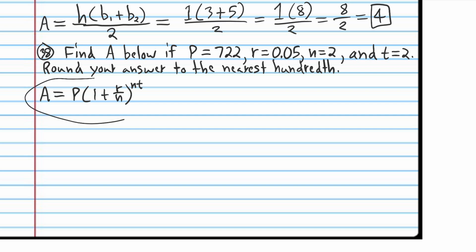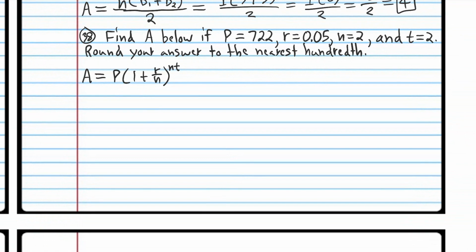This is the compound interest formula. We learned simple interest, but we didn't learn compound interest. So this problem, you're going to need your calculator for this problem, definitely. This is kind of an advanced formula. So let's just go ahead and plug everything in here. Principal is 722, that's P. r is 0.05, n is 2, and then n is 2 again, and then t is 2, so we have to use parentheses because we have two letters next to each other. That's multiplication here.